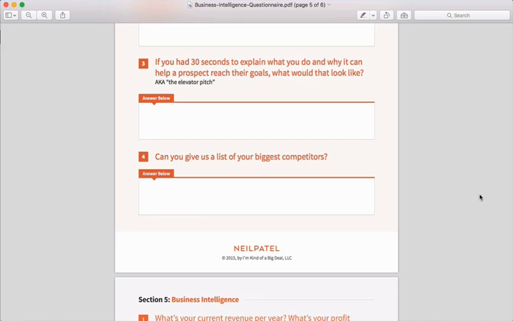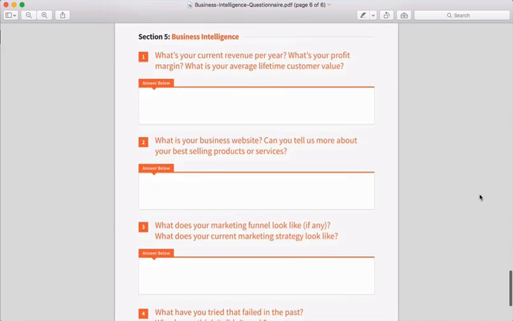Maybe not in this immediate moment, but in the future. And it's going to actually give you a lot of insight in our upcoming competitive intelligence modules. Last section, business intelligence. What's your current revenue per year? What's your profit margin? What is your average lifetime customer value?